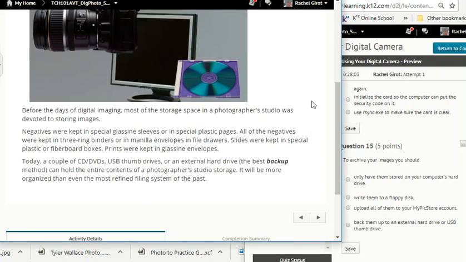Before the days of digital imaging, most of the storage space in a photographer's studio was devoted to storing images. Negatives were kept in special glassine sleeves or in special plastic pages. All of the negatives were kept in 3-ring binders or in manila envelopes and file drawers. Slides were kept in special plastic or fiberboard boxes. Prints were kept in glassine envelopes. Today, a couple of CDs or DVDs, a USB thumb drive, or an external hard drive, the best backup method, can hold the entire contents of a photographer's studio storage. It will be more organized than even the most refined filing system of the past.